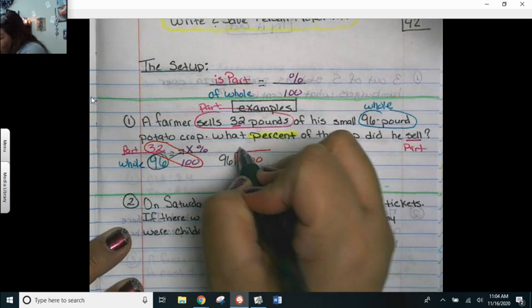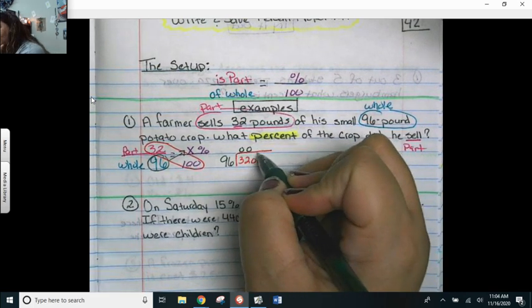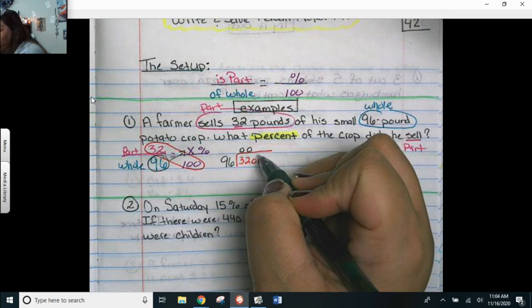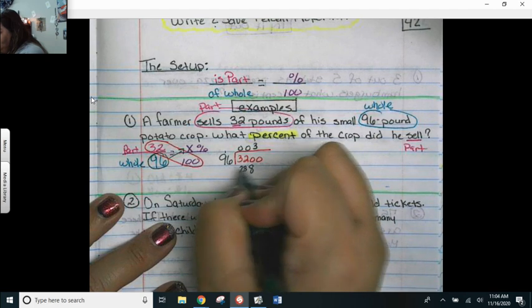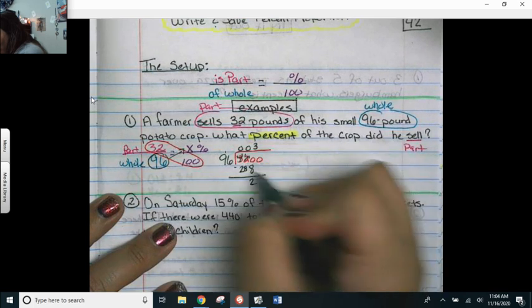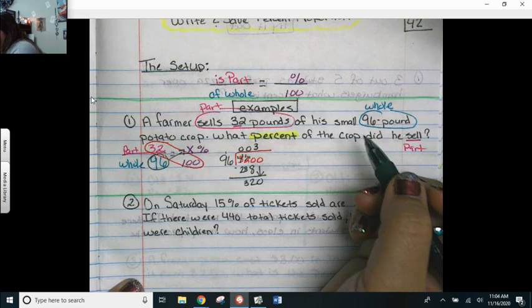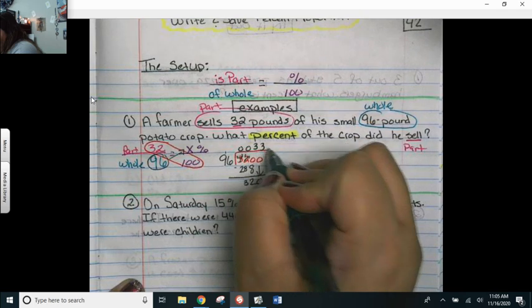So 96 goes into 3, 0 times, 32, 0 times, into 320. Let's see, 1, 2, 3, no, 4 is too many, definitely 3. 3 times 6 is 18. 3 times 9 is 27, plus 1 is 28. That's a 2. That's a 3. And bring down the 0. So then 96 into 320 goes 3 again.